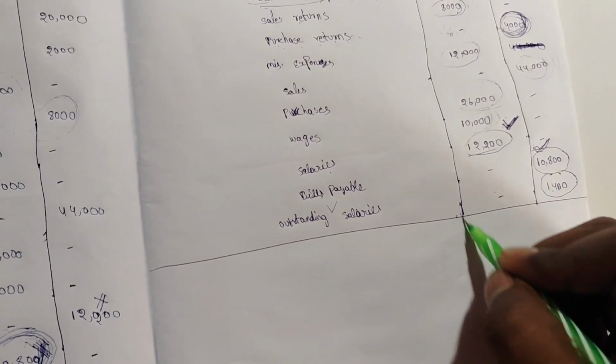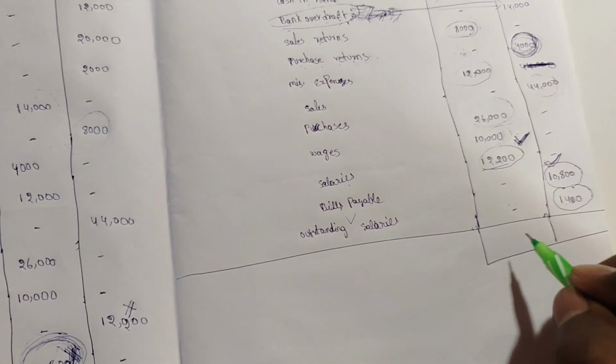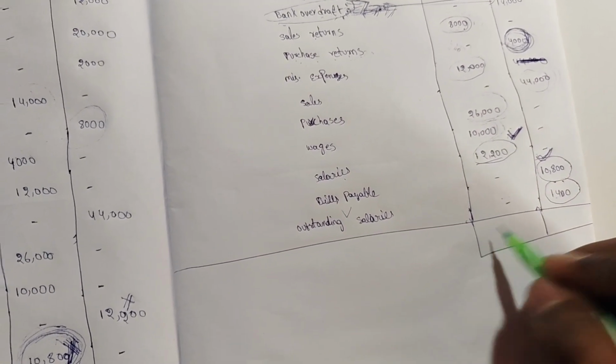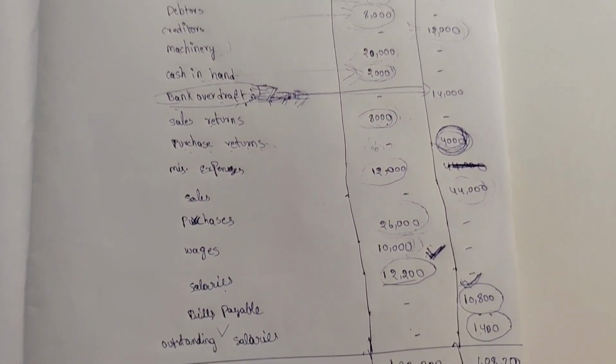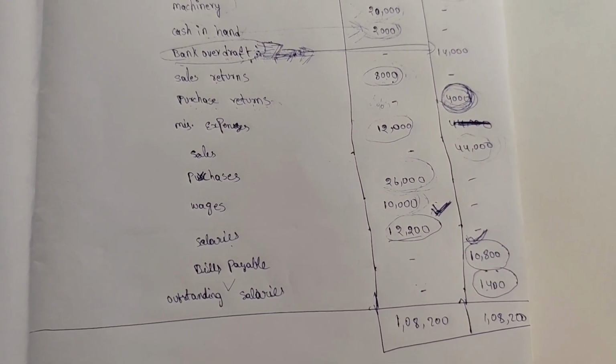So let us calculate all these things. If it gets tallied, the answer will be correct. Okay, guys, calculate all these at once. You'll get 1,08,200.